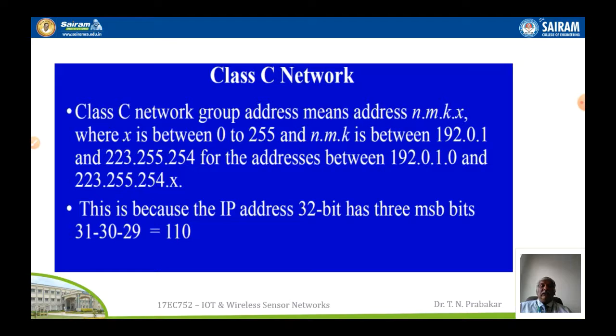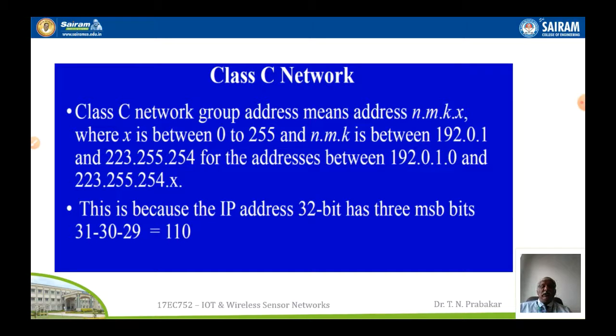Then we will see the Class C network. This will have a structure of n.m.k.x, where x ranges from 0 to 255, right? And n.m.k can vary from 192.0.1 to 223.255.254, right? So the minimum range is 192.0.1.0 and the maximum range is 223.255.254.255. X can vary from 0 to 255.